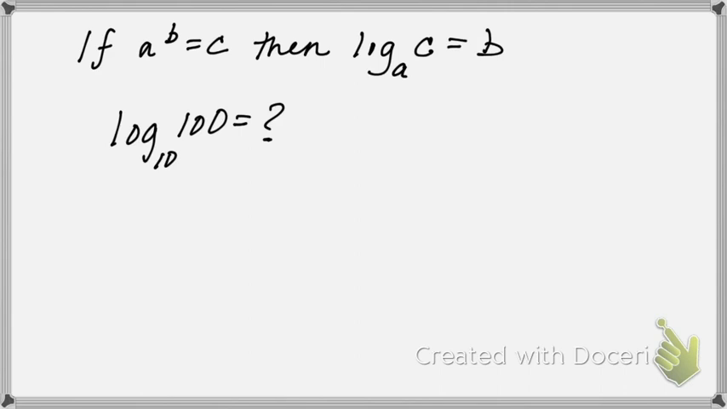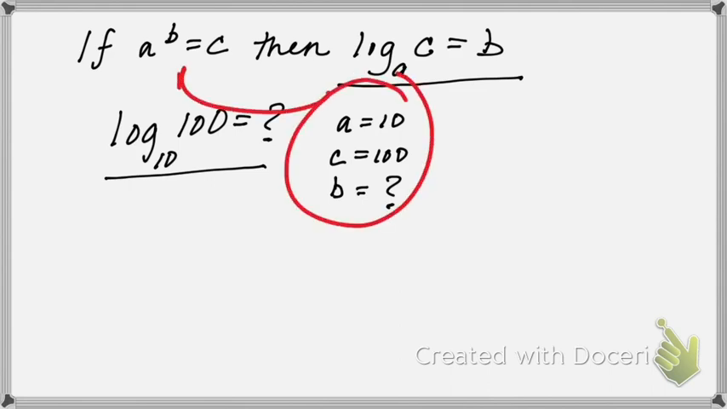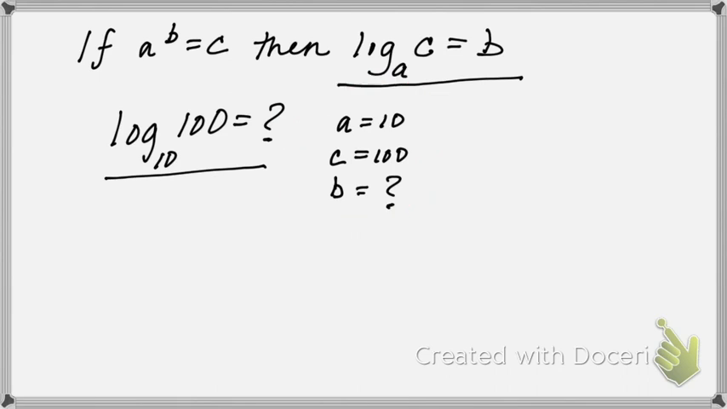So matching that up with this, I would have that A is 10, C is 100, and B is what I'm looking for. And then taking this and plugging it in here should reveal the answer to us.